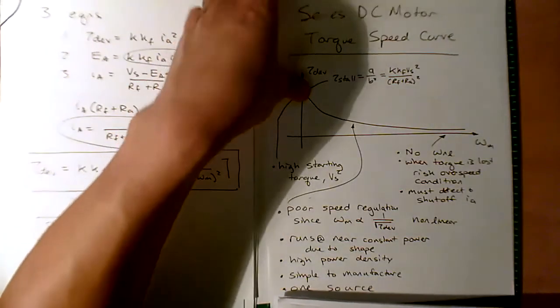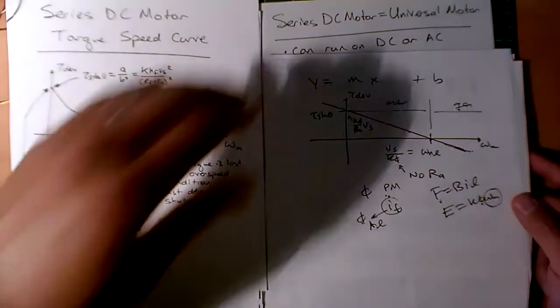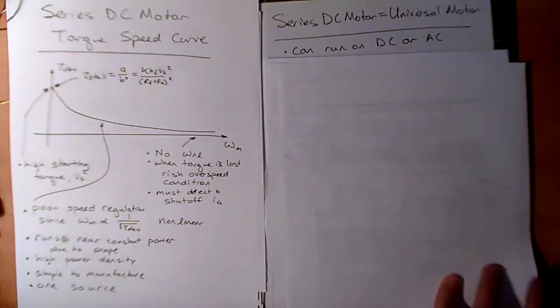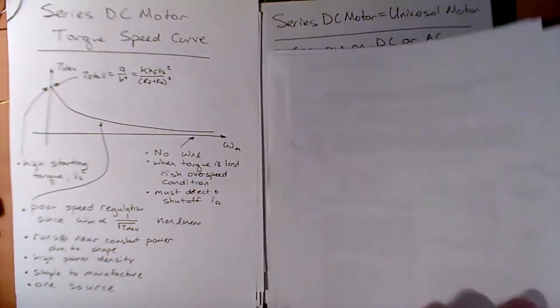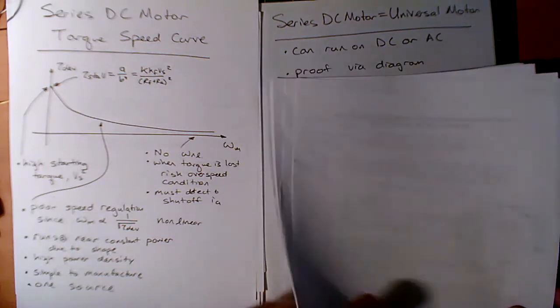Now, the last thing I want to talk about is, well, why do they call it a universal motor? What is a universal motor? Well, a universal motor is one that operates on DC and AC. Okay, so I want to do a proof via a diagram.